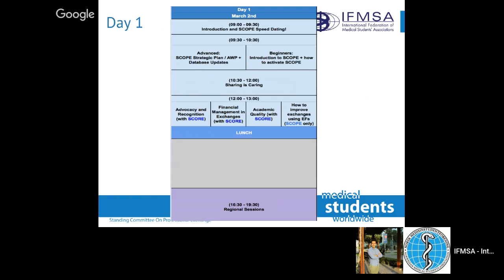Sharing is Caring is a moment where people are meant to share their problems and issues with exchanges. So we will divide you into different groups, and you will rotate between different groups. And each group will discuss a specific topic.